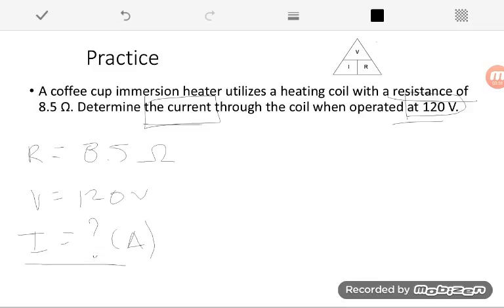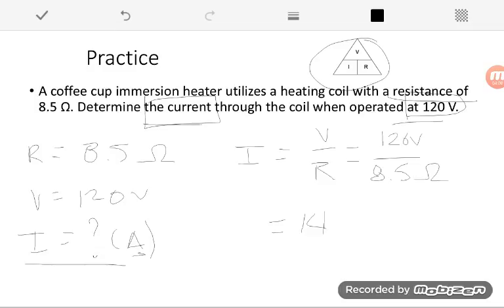Since we're solving for I, we'll look at our triangle up here, and we see that the current is equal to the voltage divided by the resistance. So we just need to plug in our numbers. Our voltage is 120 volts. Our resistance is 8.5 ohms. So 120 divided by 8.5 gives me approximately 14. And the units we're going to get out for my current is going to be amps. So my current is going to be about 14 amps. Really simple, just establish what you know and the piece that you still need to solve for.